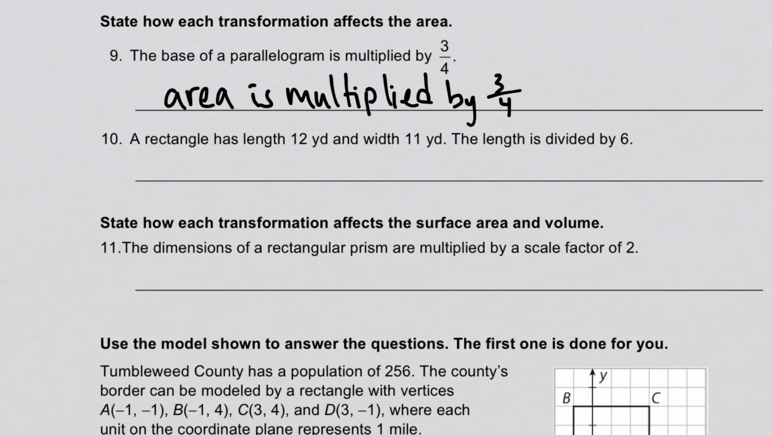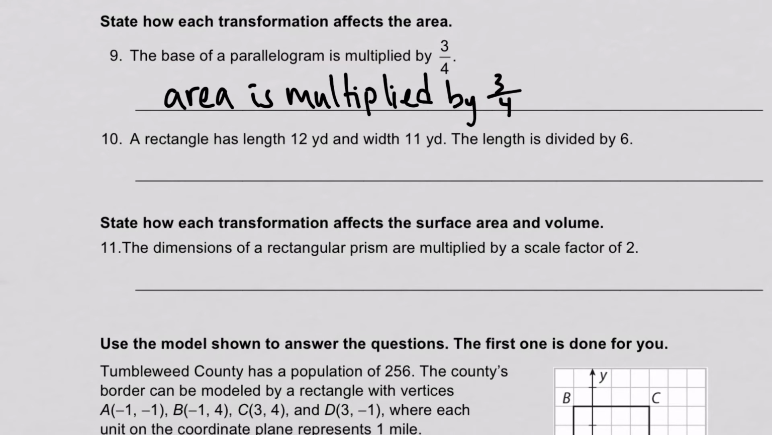Now there is a difference if instead of saying the base of a parallelogram is multiplied by 3/4, it said something like all of the dimensions of a parallelogram, meaning the base and the height, are multiplied by 3/4. Then the area would not be multiplied by 3/4. The area in that case will be multiplied by 9/16, which is basically 3/4 squared, the square of that number. But since they're only changing one dimension here, the area only changes by that one single number.